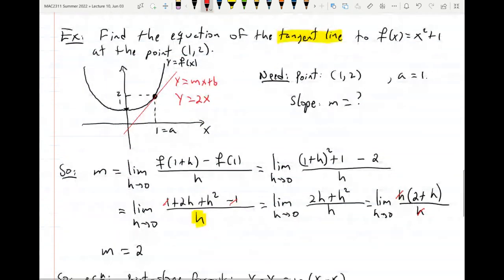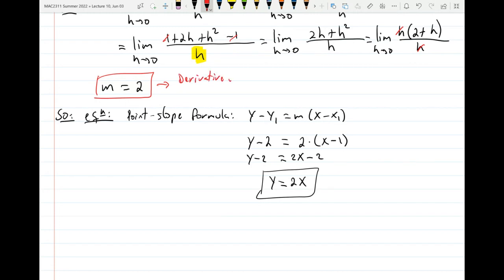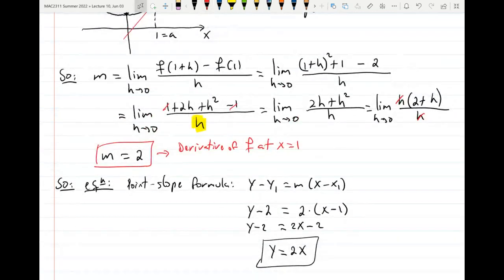Okay, so remember, in this case we would say that this number 2 is the derivative of f at the point x equal 1, right? The derivative of f at x equal 1 is the number 2. In these cases, we like to write it like this: f prime of 1 equals 2. Okay?